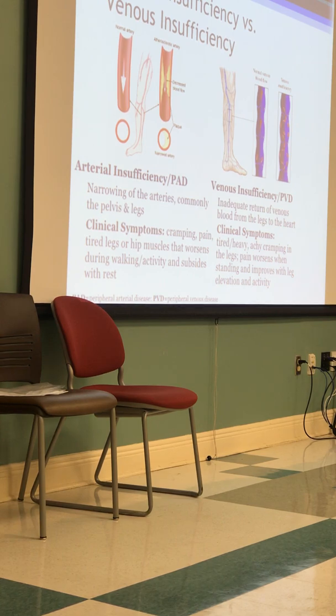Cramping pain, tired legs, muscle soreness, pain with ambulation is considered claudication. That's claudication pain. So pain when they start walking indicates claudication. Okay? Very important for you to remember. Venous, they usually have tired, achy legs. The legs get swollen when they're standing for very long periods of time.